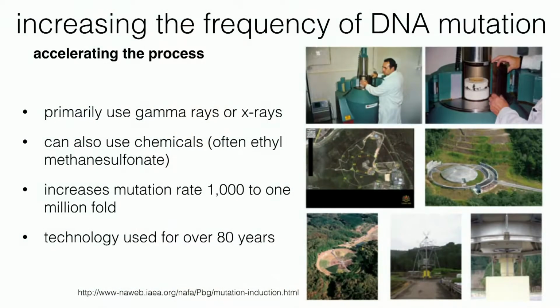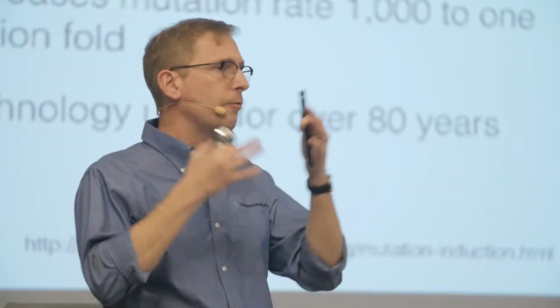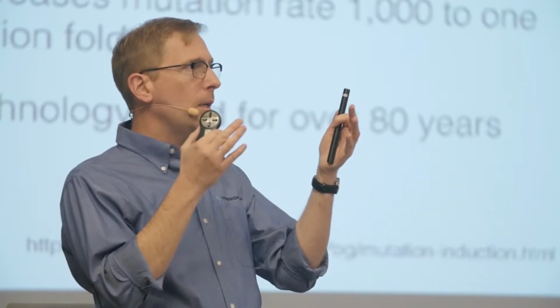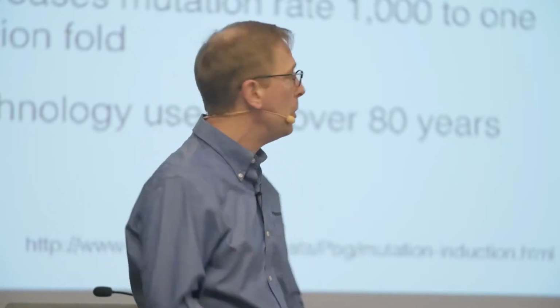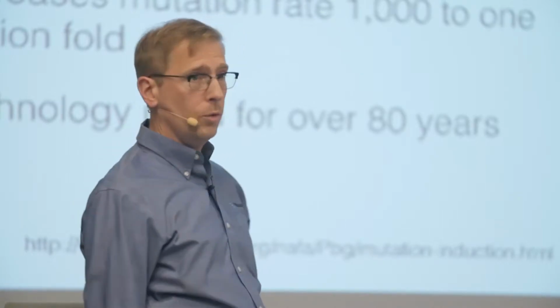There's a certain chemical called ethyl methanesulfonate, and that is a chemical that scientists work with often because it is very easily denatured. It's very easily broken down into harmless chemicals. So it isn't something that you have to worry about getting into the water supply and lasting for long periods of time. It is an easily disposable type of chemical, but it increases the frequency of mutations. And it increases the mutation rate 1,000 to 1,000,000 fold.